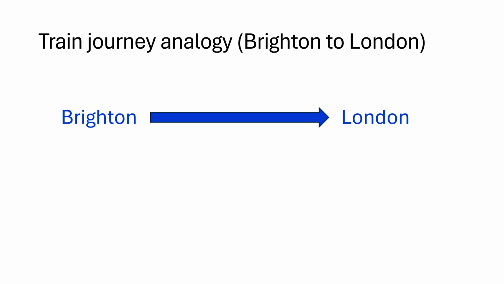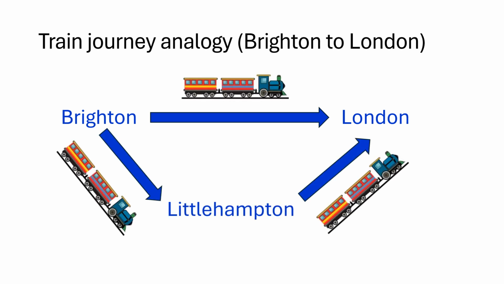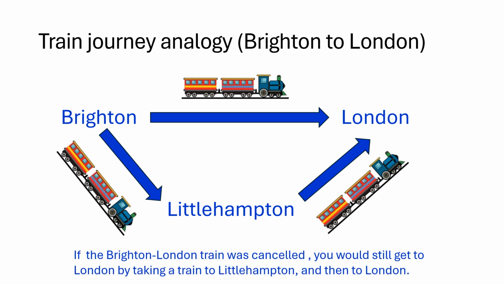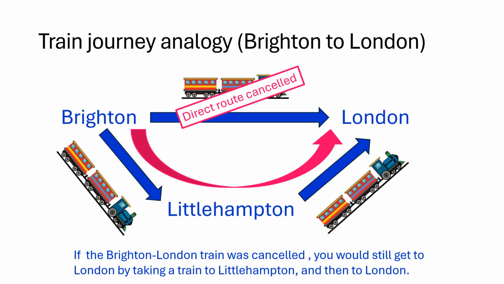So for example, if you took a train from Brighton to London, you could also go via Littlehampton. So the Littlehampton route is your indirect route, and the direct route would be straight from Brighton to London. Imagine though if the Brighton to London train was cancelled for some reason. You'd have to then go by the indirect route, but you'd still end up in London.